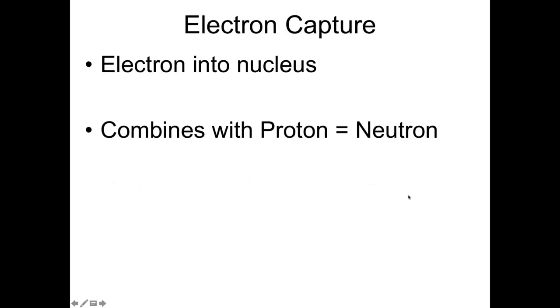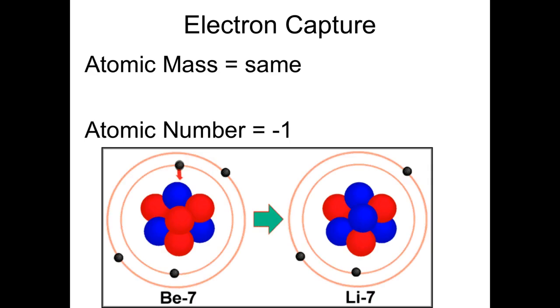Electron capture is essentially an electron gets brought into the nucleus, and it combines with a proton to form a neutron. So the atomic mass is going to be the same, but the atomic number is going to go down by 1. So if we have beryllium-7 and we're going to do electron capture, beryllium is going to go from having an atomic number of 4 to an atomic number of 3, and then we'll end up with lithium-7 at the end.